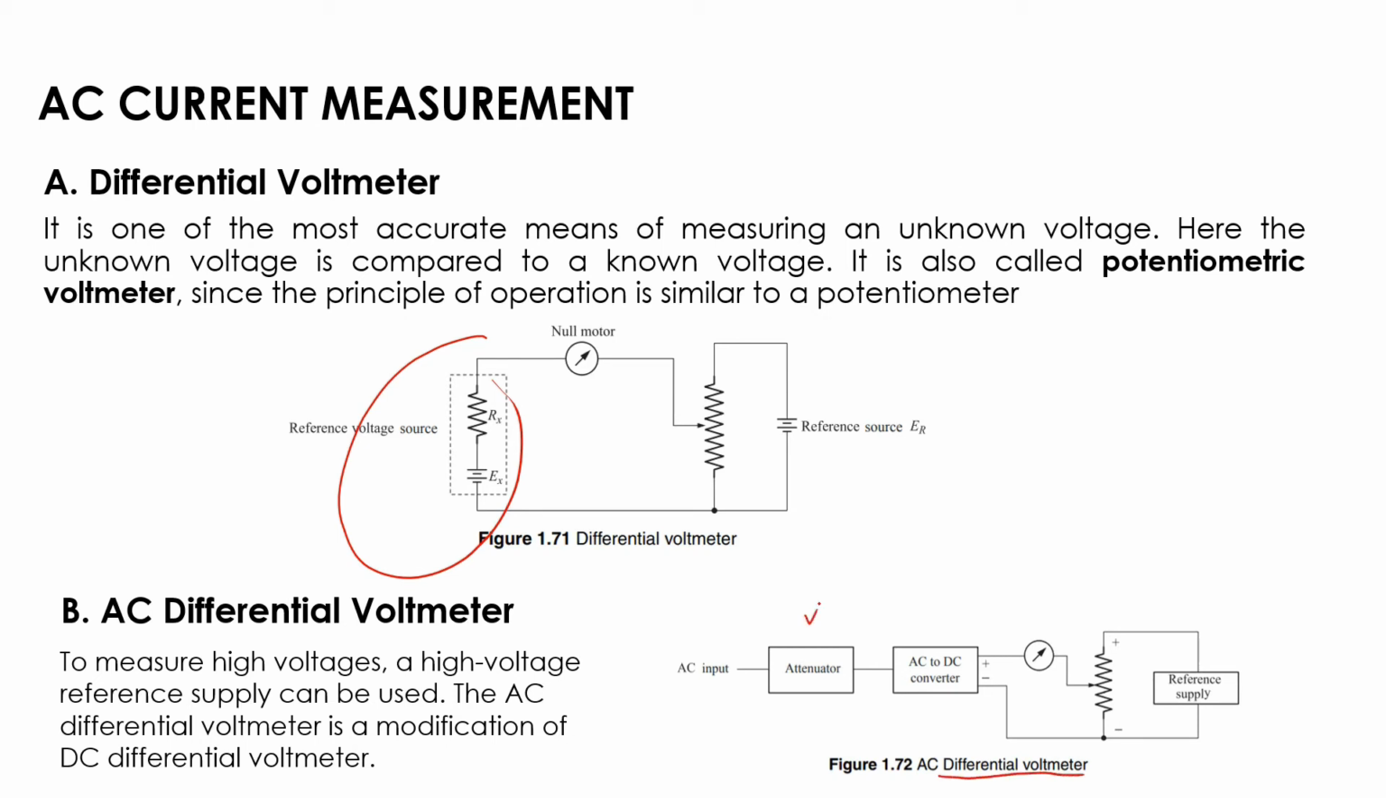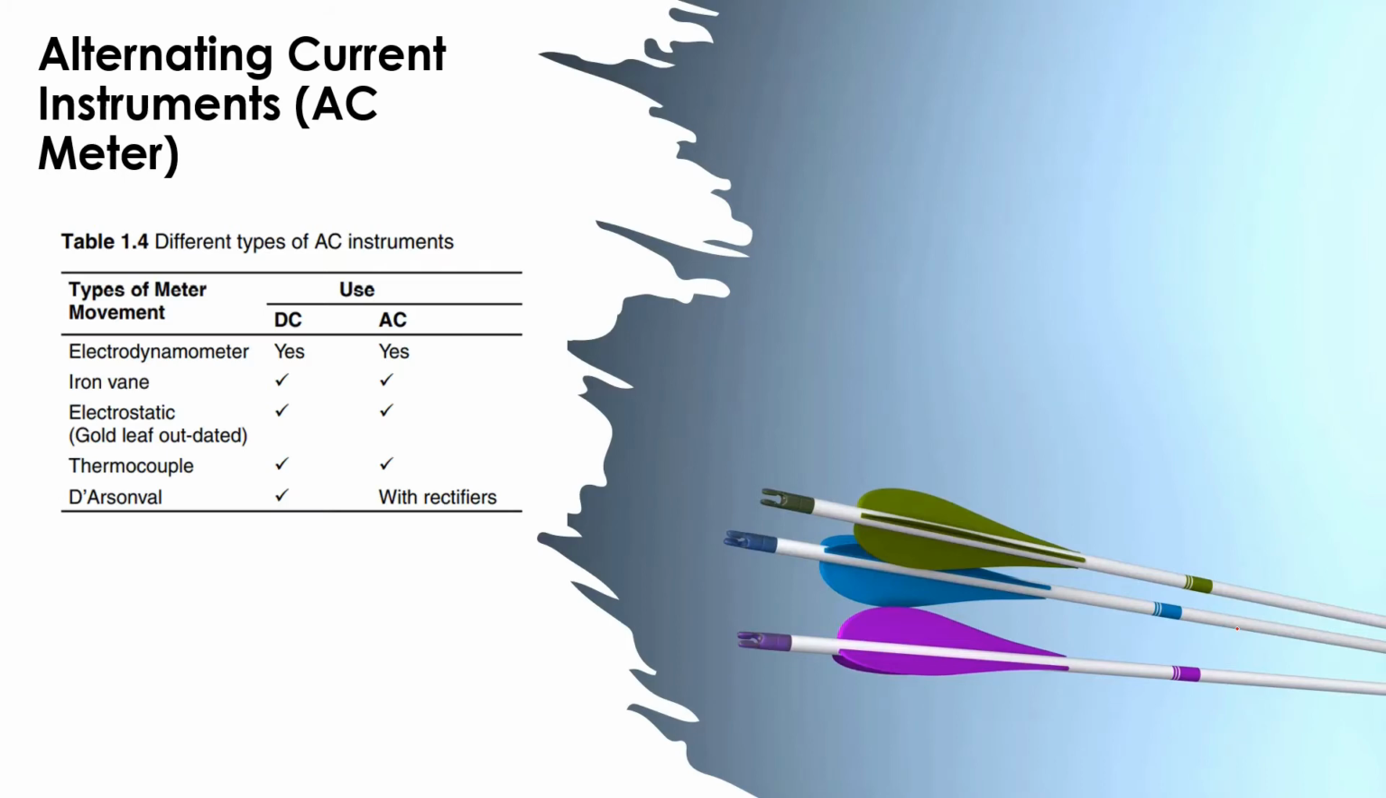It consists of the AC input here, and then we have the attenuator, and then the AC to DC converter, and then we have the potentiometer here, similar to the differential voltmeter. Then the unknown voltage we compare to the reference supply here. So this is the AC differential voltmeter.